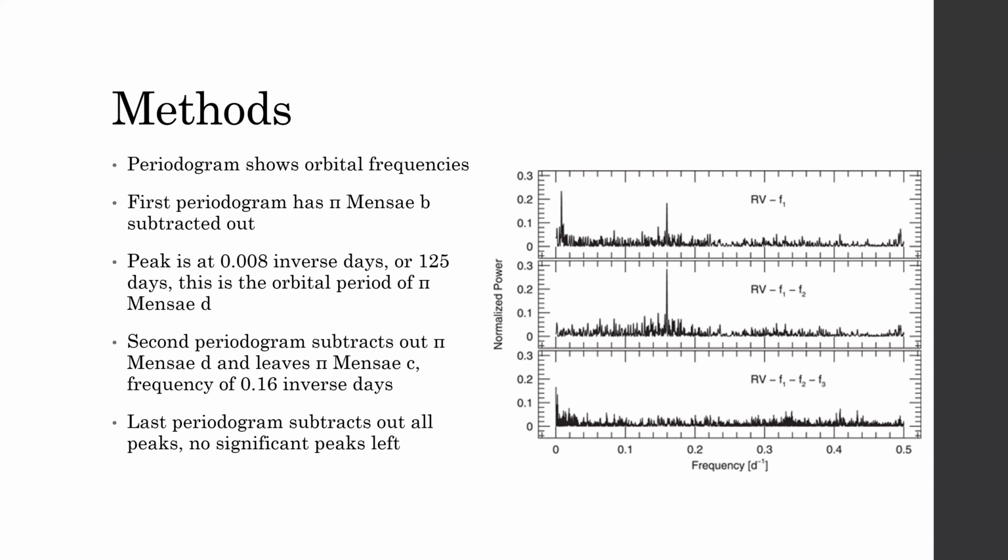You can see a couple maybe, but Hatzes et al. decided that they fell below the false alarm probability limit, which means that any peaks remaining were most likely due to noise or fluctuations in the data and don't actually represent real planets at all.